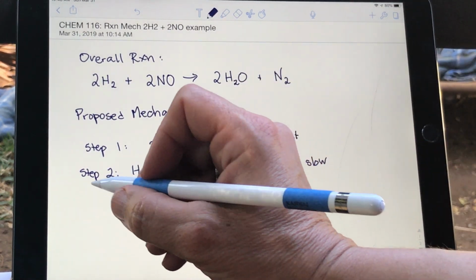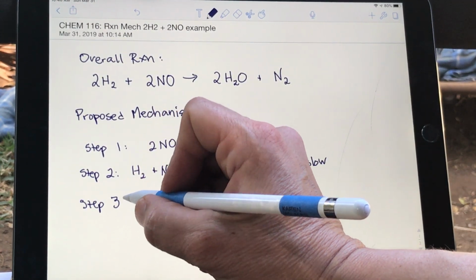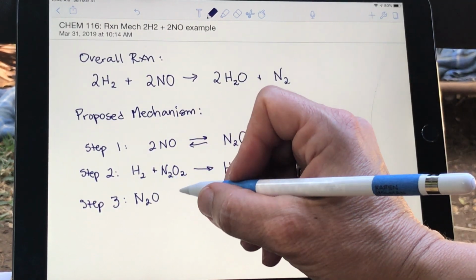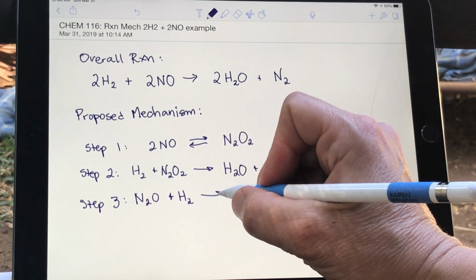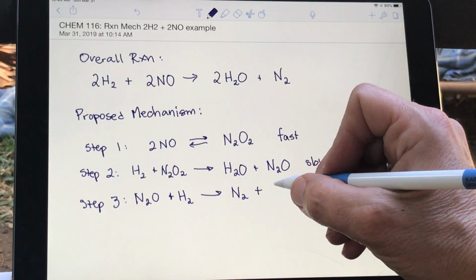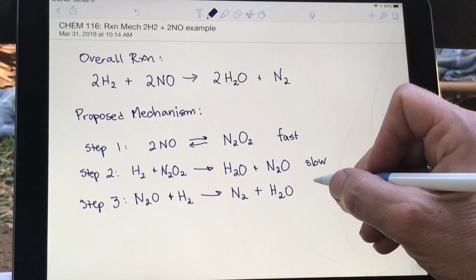And then after this, in step 3, this is a 3-step mechanism, N2O reacts with H2 and forms N2 and H2O. This step is fast.